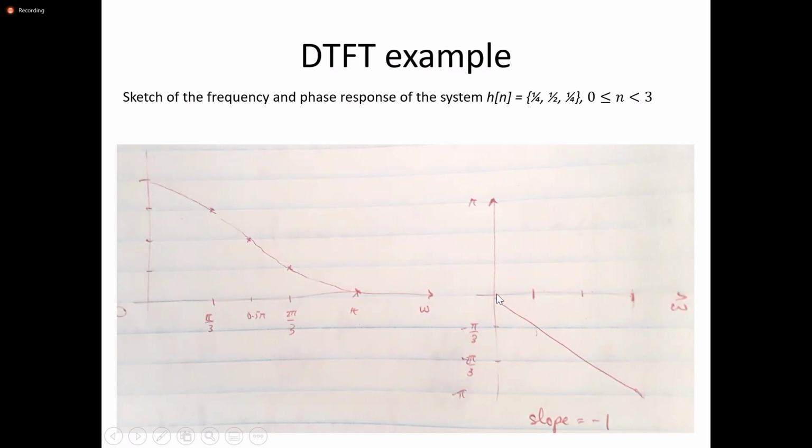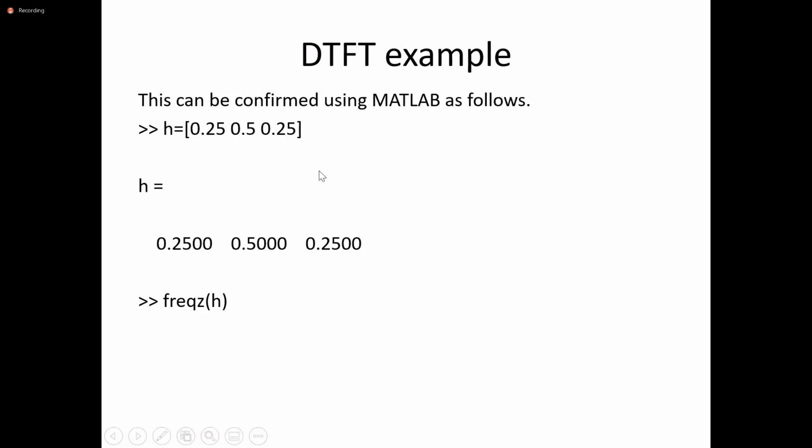At 0 hertz or 0 radians, there's no change in phase, but it changes linearly as we increase in frequency. But I only put that in. I will show you now how we would do it in MATLAB.